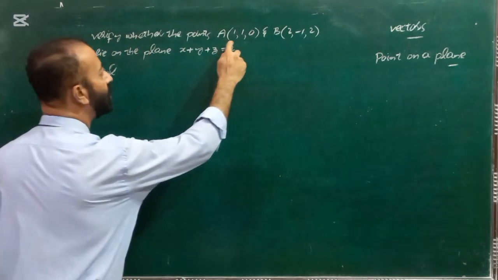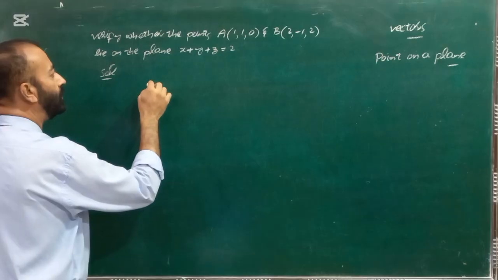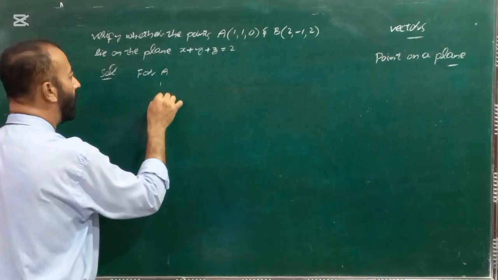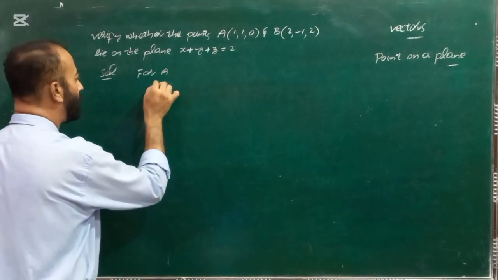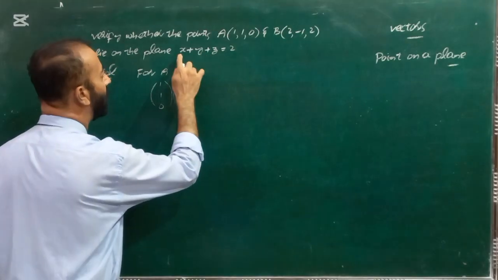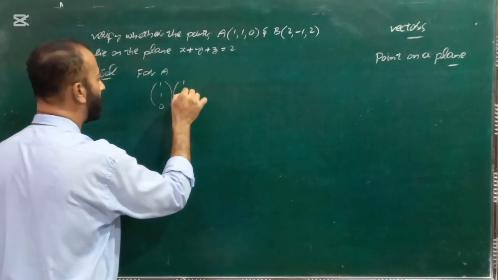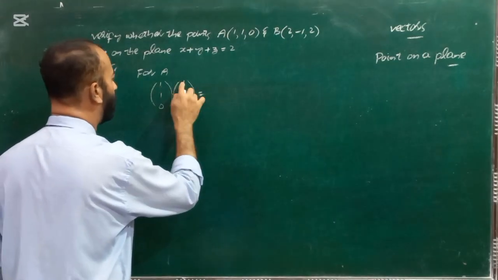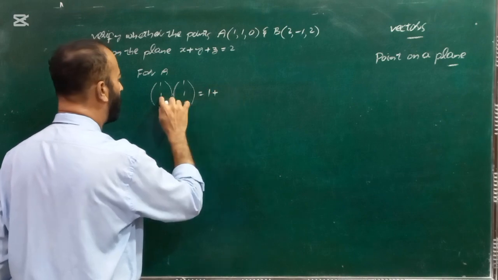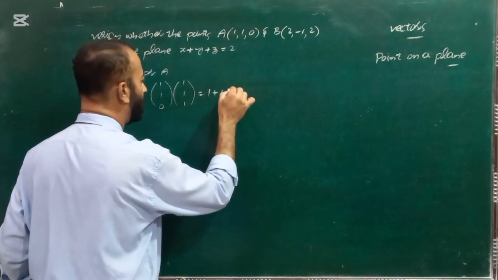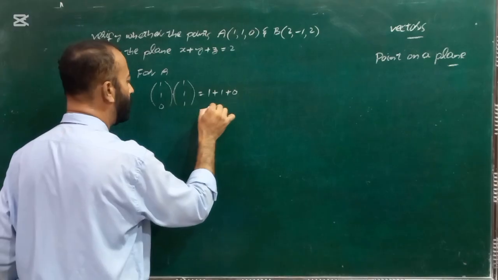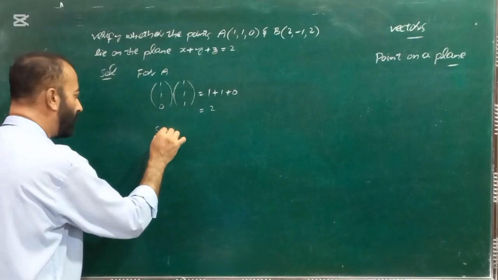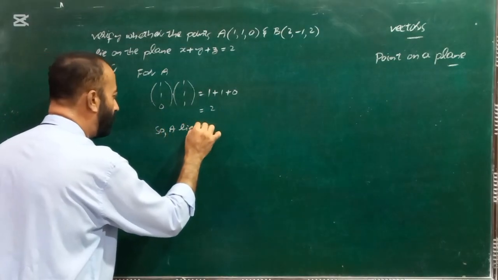So look now, the position vector of A is 1, 1, 0. First we are going to check for A. And the normal vector of the plane is 1, 1, 1. So we are going to check the dot product of these. It is 1 one is 1, plus 1 one is 1, and 0 ones are 0. So this is actually making 2. So this is equal to 2. So A lies on the plane.